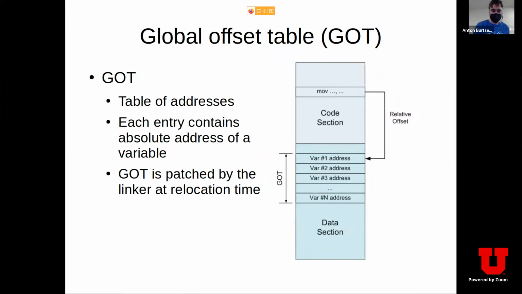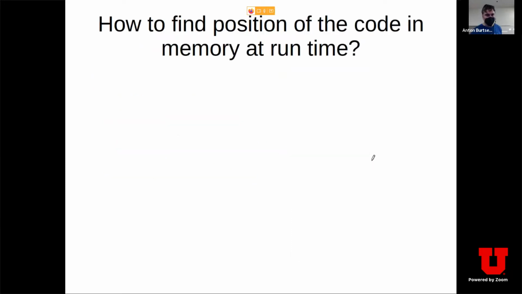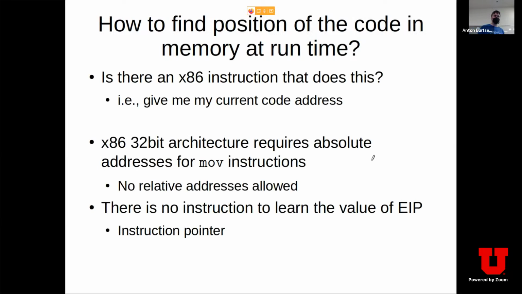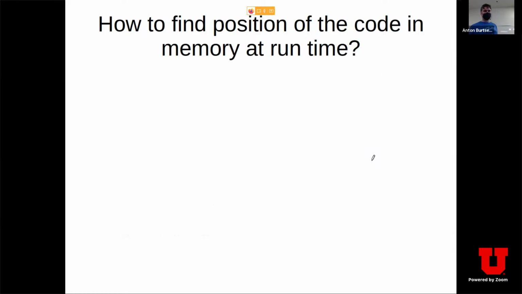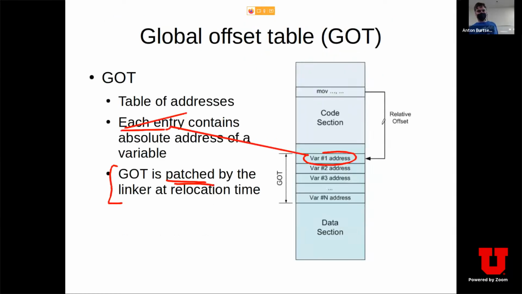Okay, let's take a look at how it can work. GOT is essentially patched by the linker at relocation time, essentially when you load the program in memory. So here I say that each entry in the table contains an absolute address, an absolute address of the variable. And this is the trick which I was trying to say is problematic.